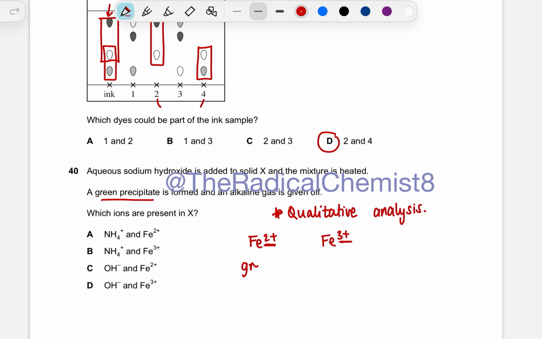So green has two E's, so green PPT normally belongs to ion 2 plus, and red-brown PPT is seen for ion 3 plus, and I remember red has 3 letters, so it has to be ion 3 plus. And then an alkaline gas that is given off when you're adding sodium hydroxide is normally ammonia gas, and ammonia gas is normally given off from ammonium ions. So your answer is A.